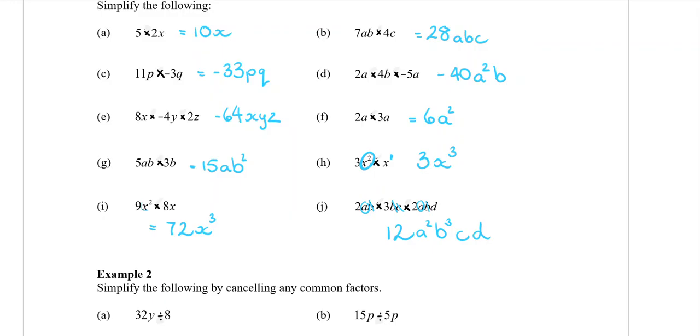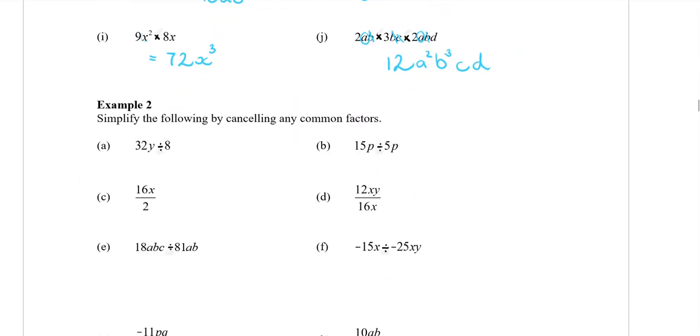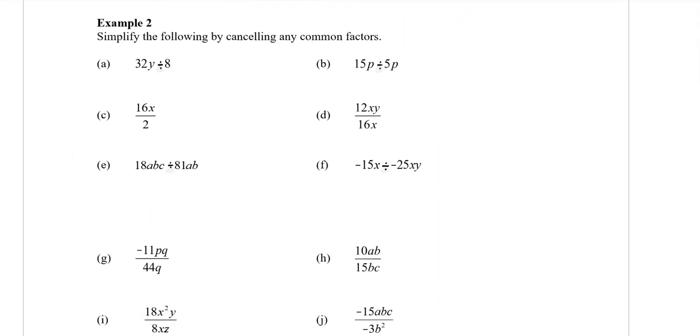Okay, so that's multiplying. Question 2, we are now going to divide. So when you divide with algebra, you divide the numbers and cancel any letters. So let's look at A, 32y divided by 8. So we do 32 divided by 8, which is 4. Because there's only one y, there's nothing to cancel with, so the y will just stay there in the answer. Whereas in B, doing the numbers first, 15 divided by 5 is 3, but a p will cancel out, so the 3 is the only thing that's left.